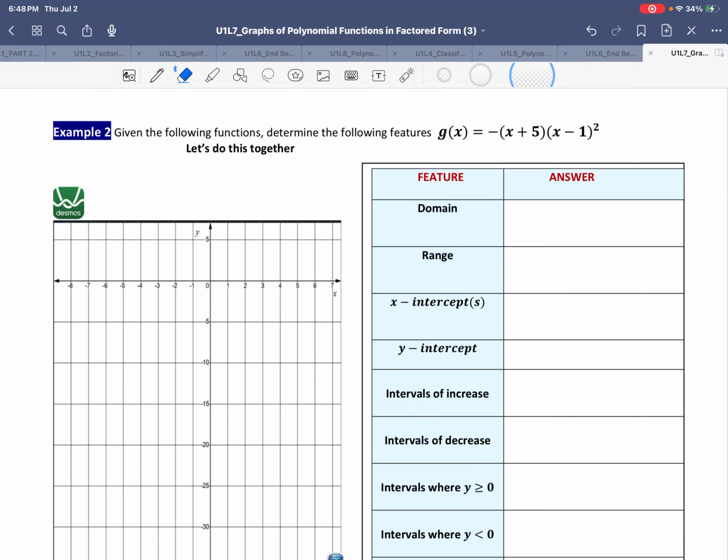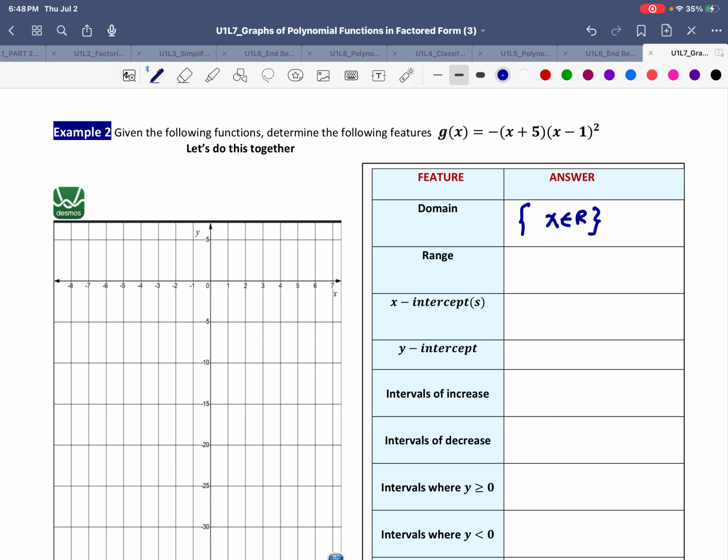Let's continue with another example of analyzing a polynomial function. This time we are given g of x equals negative (x plus 5) times (x minus 1) squared. Let's analyze this function together. We'll begin with the domain. Since this is a polynomial function, we'll say that the domain is the set of all real numbers.